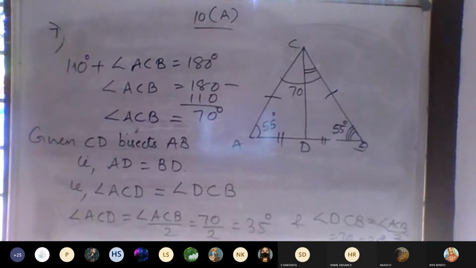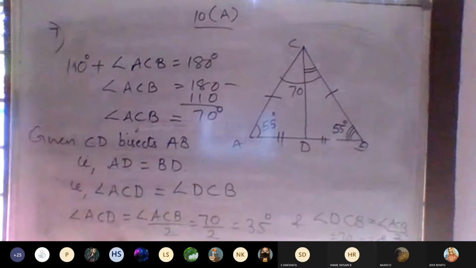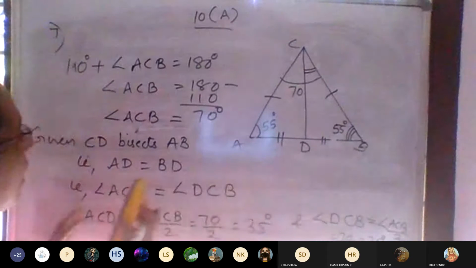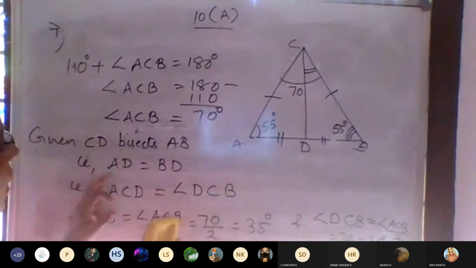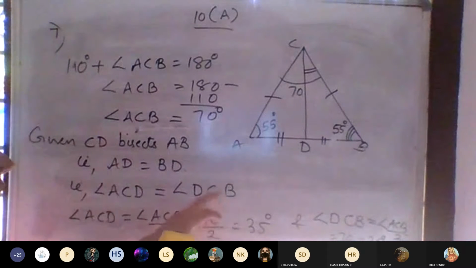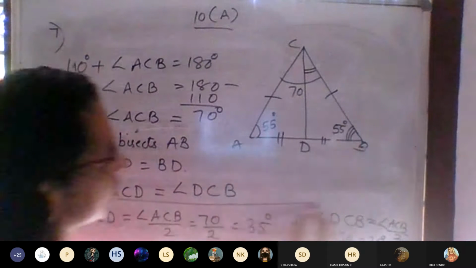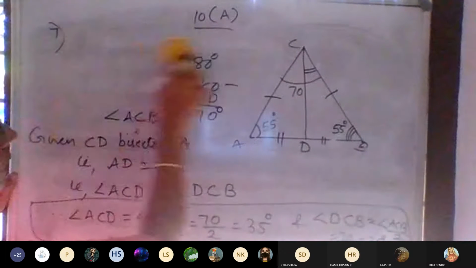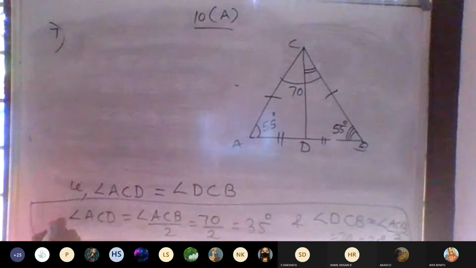Therefore, angle DCB is equal to 35. Up to this, understood? Either you can write it this way, or another way: since CD bisects AB, AD is equal to BD, that is, angle ACD is equal to angle BCD. After this, instead of writing this, you can write another method.